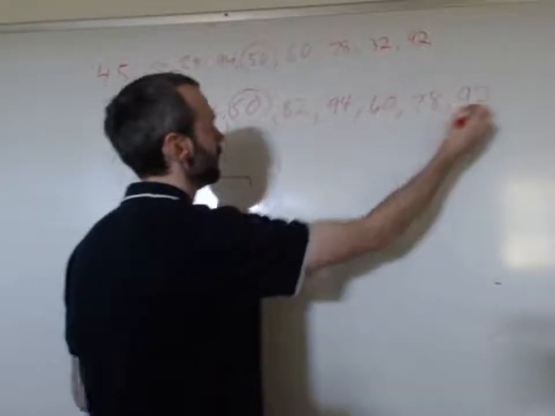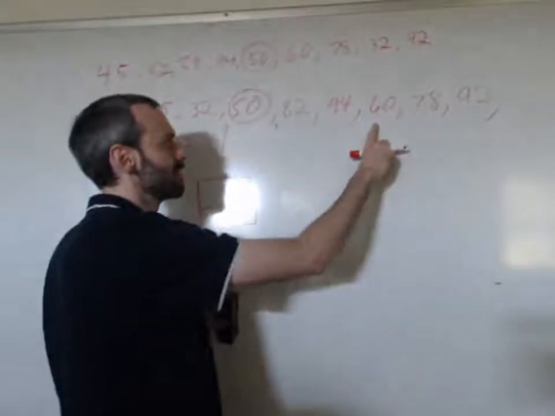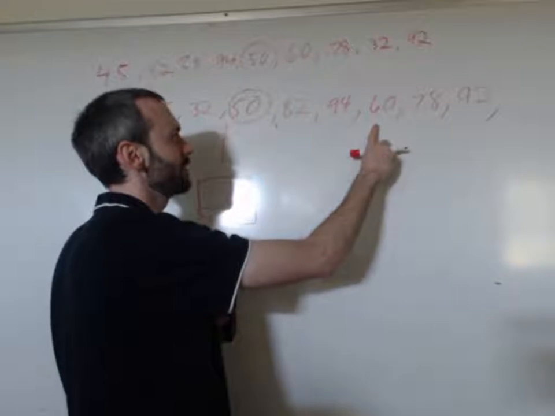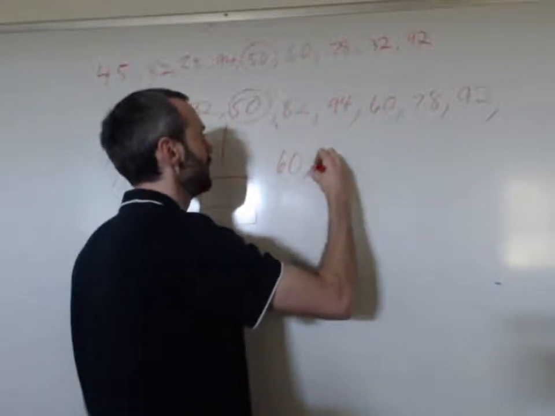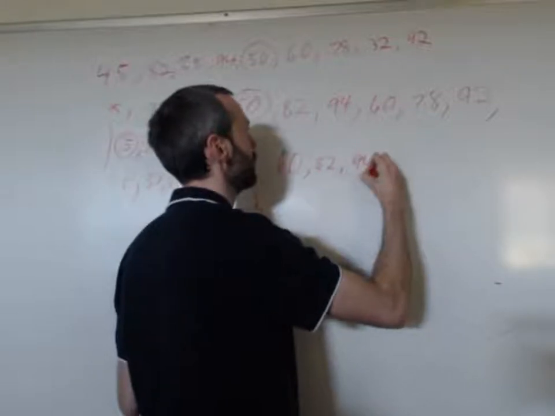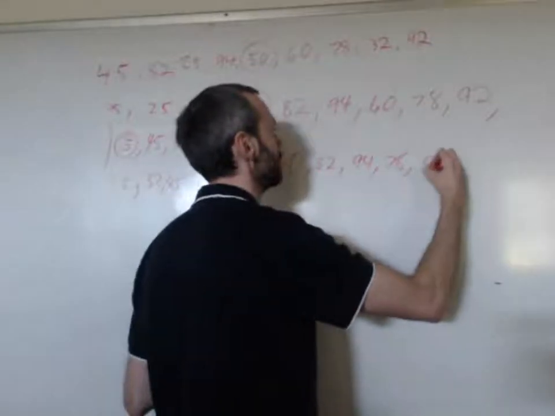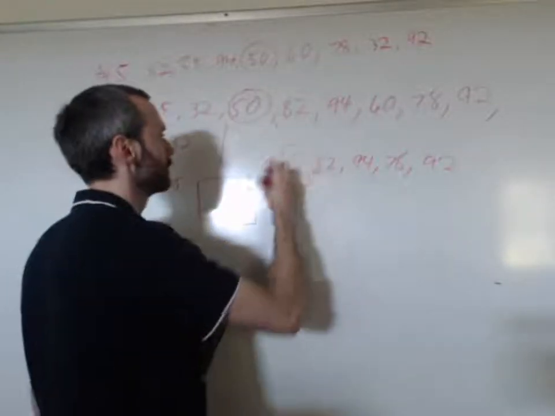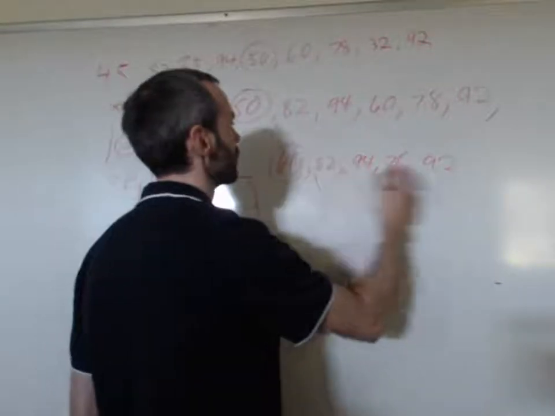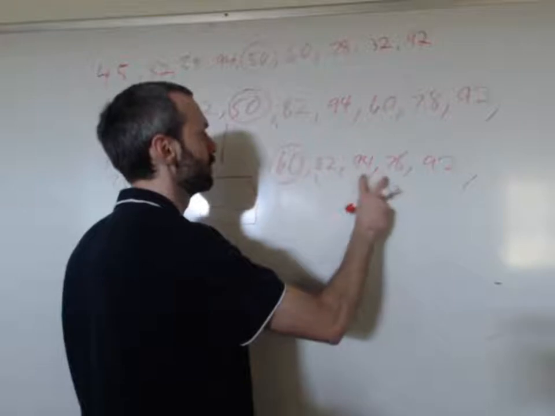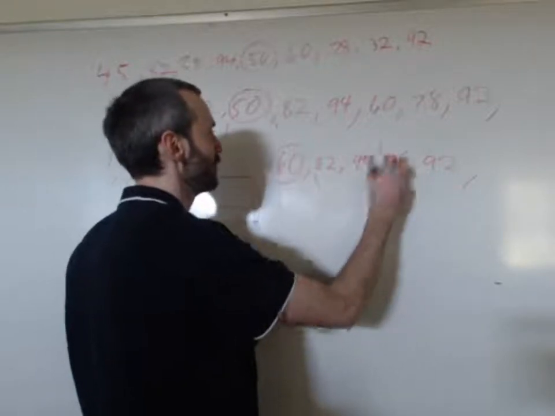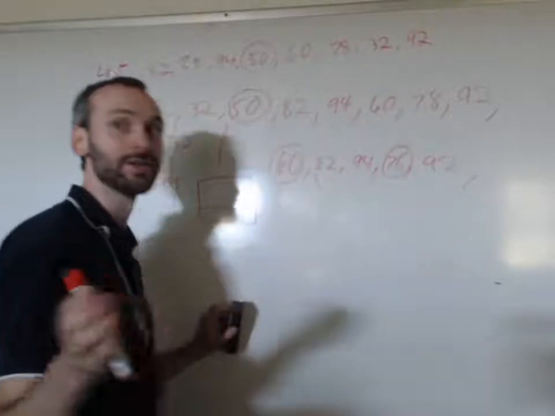So now we want to choose a pivot here. We'll probably choose a 60 since it's in the middle. What numbers are less than 60? None. So we'll go 60, 82, 94, 78, 92. So now we got to recurse on this half. Got to choose one in the middle. Which one do you want? 78. 78, we'll choose 78 as the pivot.